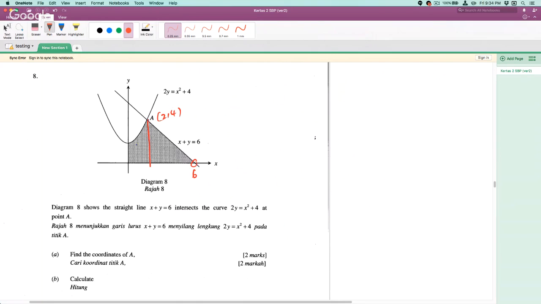All right, so I will integrate the curve from 0 to 2 for part A. And then I will find the area of the triangle for part B. Then I'll add both together, and basically I get the shaded area.